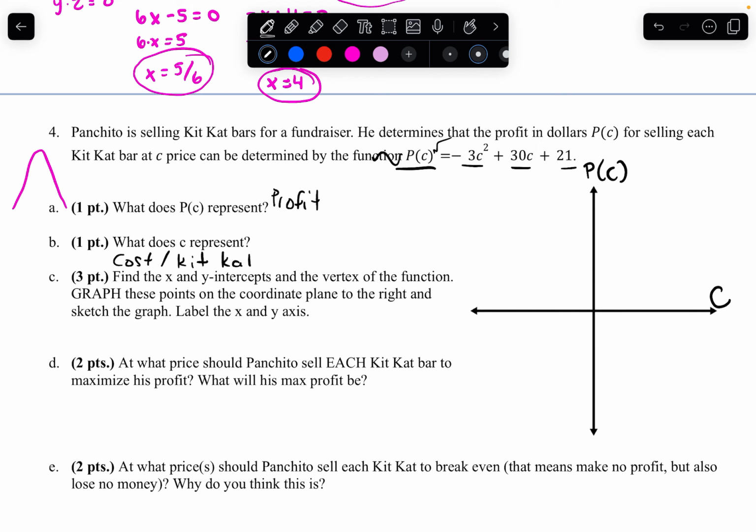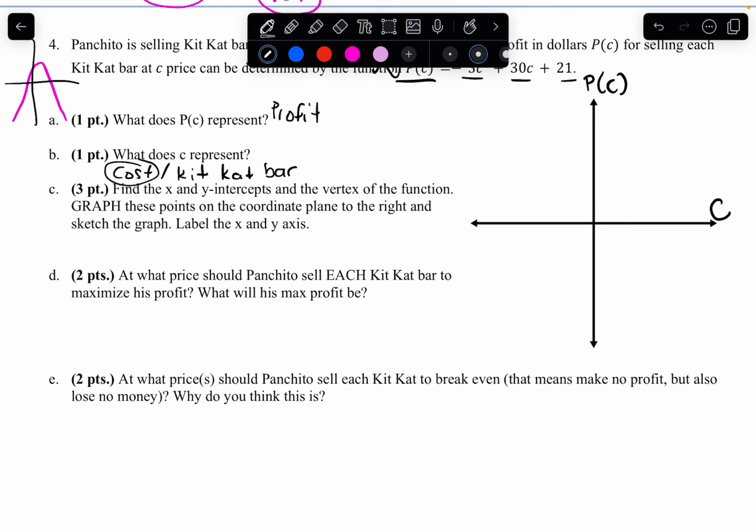On your retake, if you do not write cost per Kit Kat bar or cost per whatever thing it is, if you just write cost, you will not get any credit. Because I need to know that you understand the relationship that is happening here. I need to know that you understand what the graph means. Okay, letter C, you get 3 points. 1 for finding the x-intercepts, 1 for finding the y-intercepts, and 1 for finding the vertex.